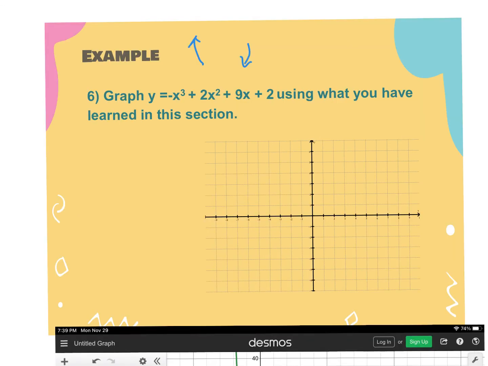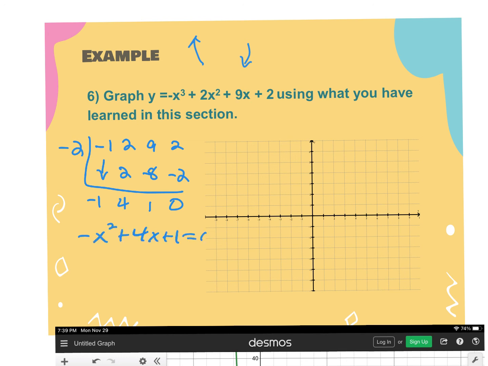Okay, so let's do synthetic division using the -2. Let me add in the coefficients: -1, +2, 9, and +2. I'll bring down the -1, multiply, add the column, multiply, add the column, multiply, remainder of 0, which is not a surprise because I knew that -2 was a zero. So add in the variables: -x² + 4x + 1. Again, I'm going to factor out a -1 GCF just to make this easier.